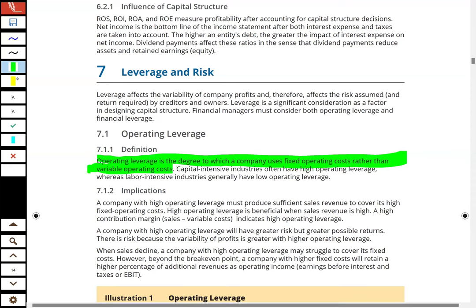They tell us that a capital intensive industry, maybe an airline or something, often has higher operating leverage, whereas labor intensive industries generally have low operating leverage. Now, why don't we just go ahead and come up with a quick little flashcard schematic for that?